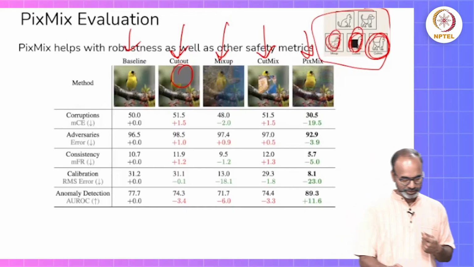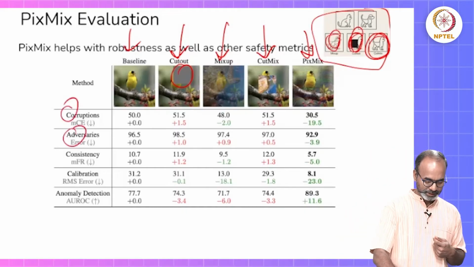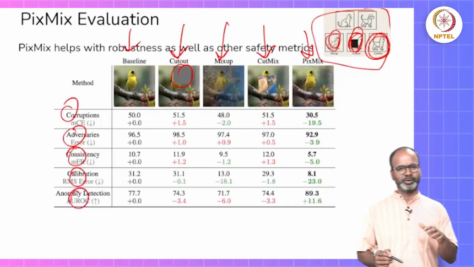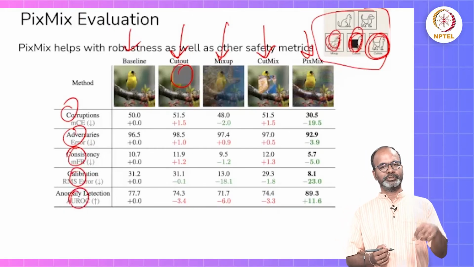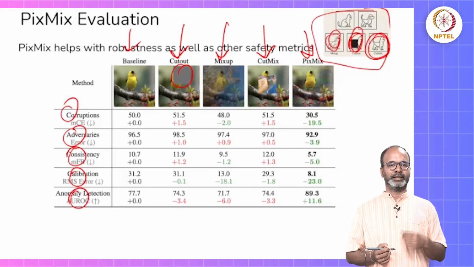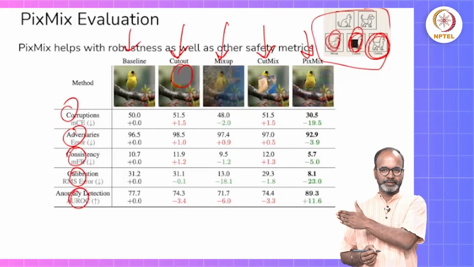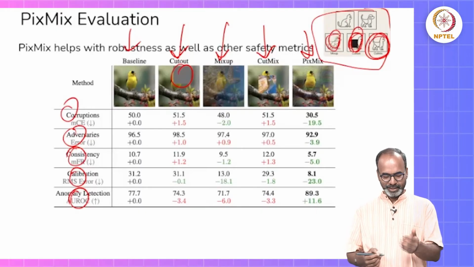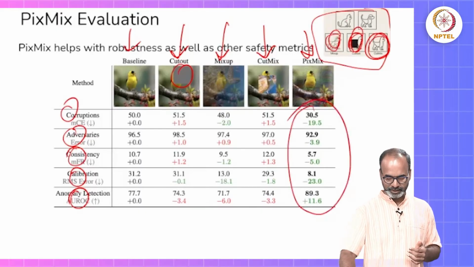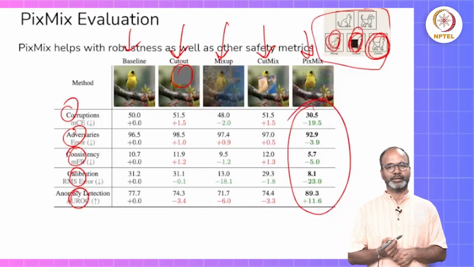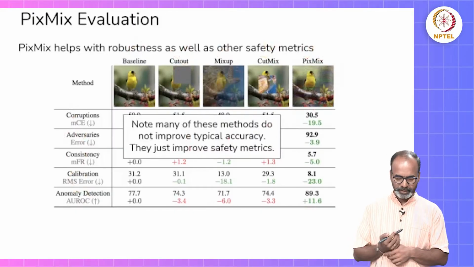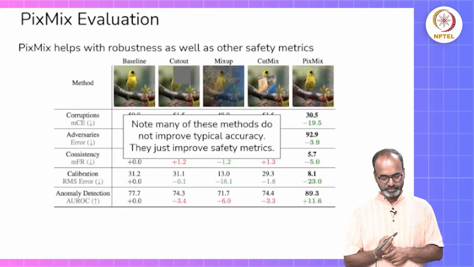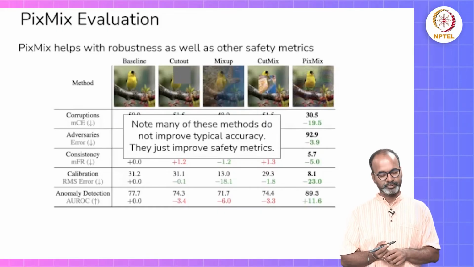What are the things that are measured? So this is the error, adversaries error, consistency, calibration, and anomaly detection. Don't worry about these errors. My intent here is to show that if you measure these metrics in the different methods that we have seen, the PixMix method does well. If you see here, they do well across multiple metrics, and note that many of these methods do not improve typical accuracy. They just improve safety metrics.